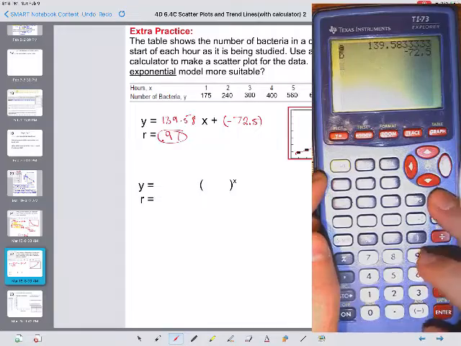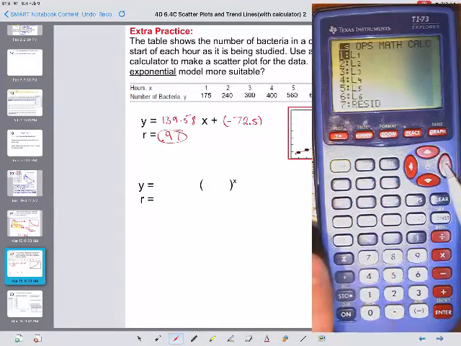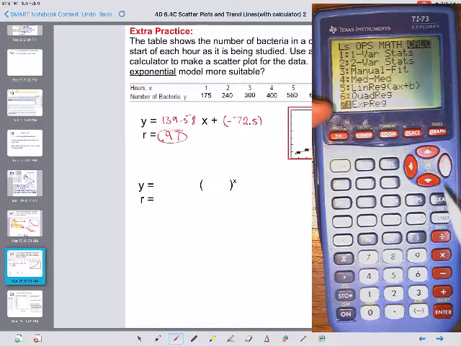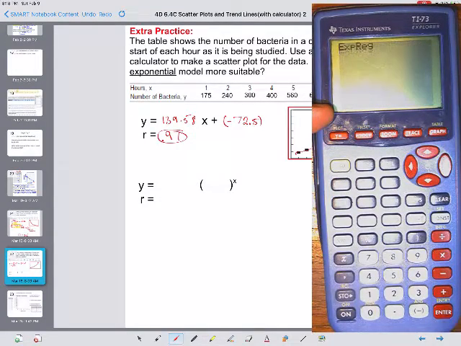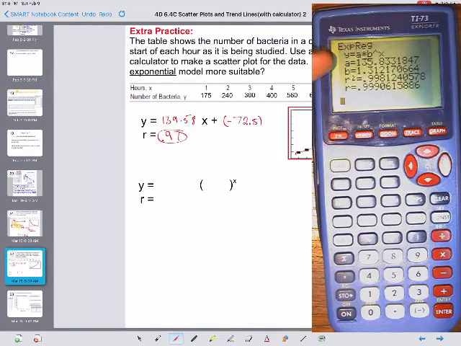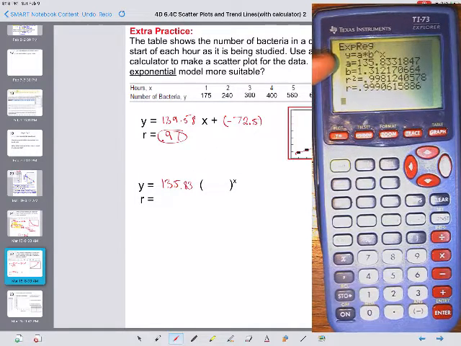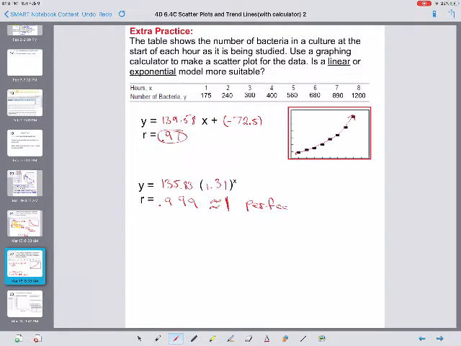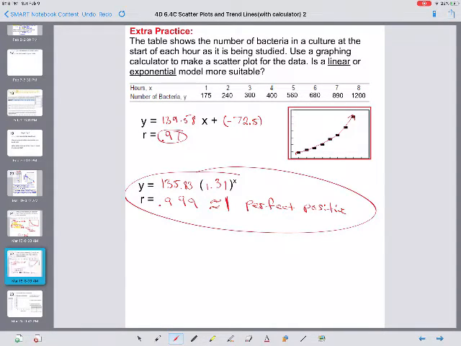I'll clear my screen, go second, and then stats again, over to calc. And instead of option 5, choose option 7 for exponential regression. Hit enter. This one takes a little bit longer. That equation would have been 135.83 times 1.31 to the power of x, and that correlation coefficient is 0.999, or basically this is going to be approximately 1, which is approximately perfect positive. So this one is also very obvious that the exponential fit is more accurate. We can also tell that from our graph here, that it would be exponential.